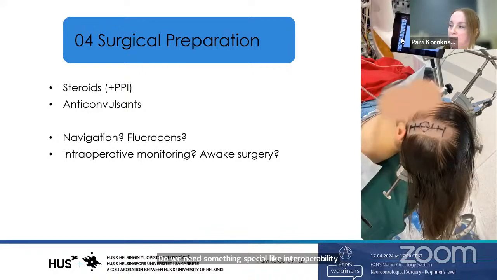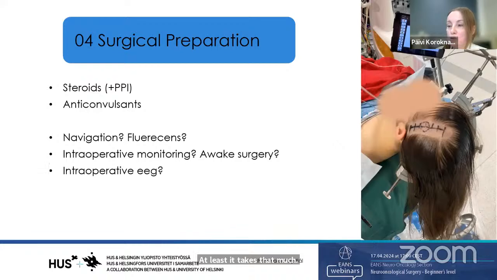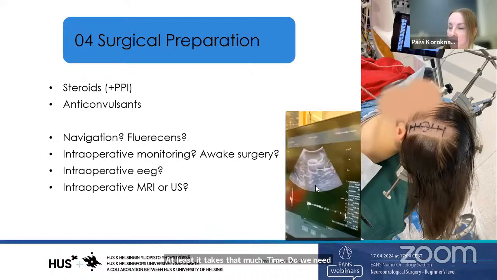This is the setup for awake surgery in Helsinki. We can have it, I would say, within 2 weeks from the initial idea. So at least it takes that much time. Do we need intraoperative EEG or MRI or ultrasound? And these should be taken into account even, I would say, 2 or 3 weeks before the operation.